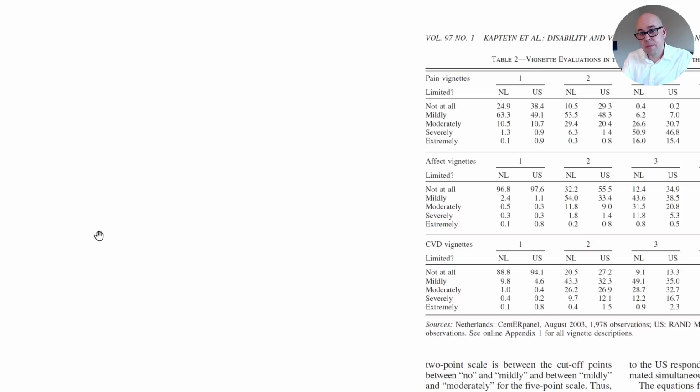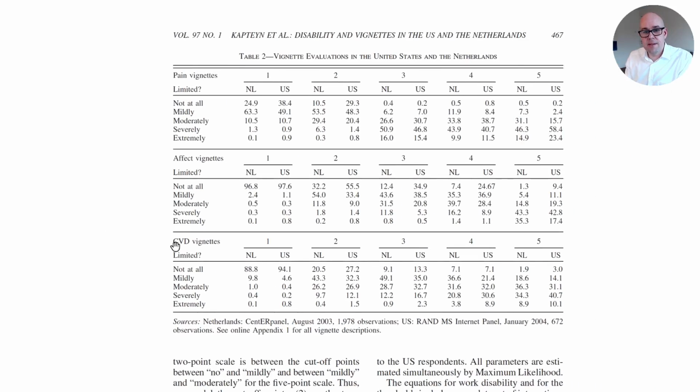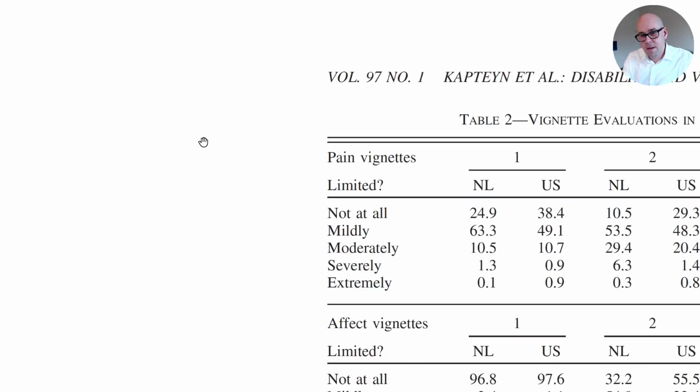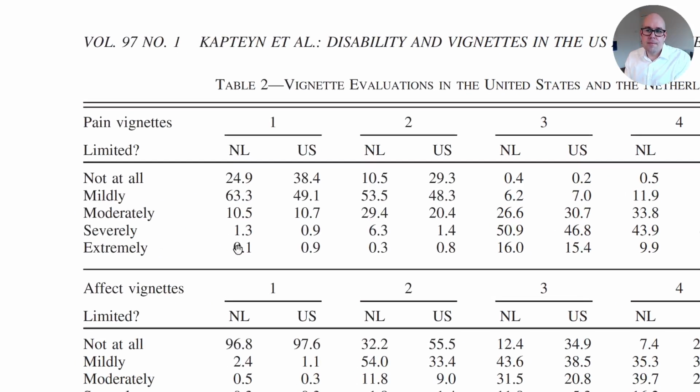So what do they do? In order to learn about differences in reporting behavior, they do something that is more common in other social sciences, and that is called vignette evaluations. So what they do is they describe hypothetical individuals, and then they ask respondents not only to rate their own health, but also to rate the health for these hypothetical individuals.